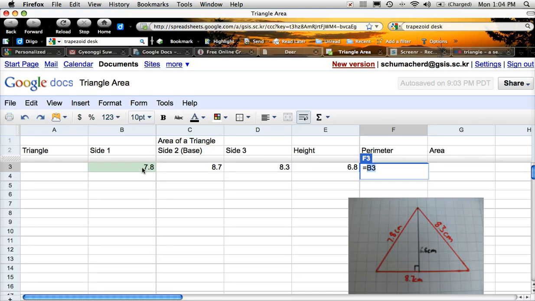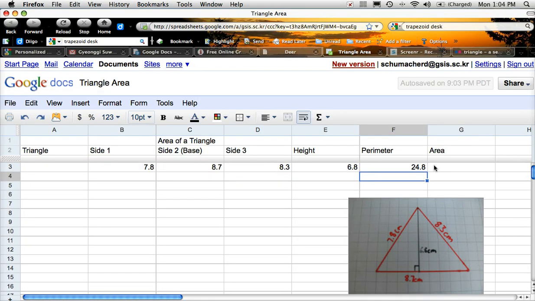Side 1 equals B3. Then we want to add the base, which is 8.7, so we put C3 there. And then we want to plus that again, and we want to put side 3. We're not worried about the perpendicular line here, we're just worried about the sides to find the perimeter. I press enter, and it goes through and magically adds it up for us. So the perimeter of that triangle is 24.8 centimetres.